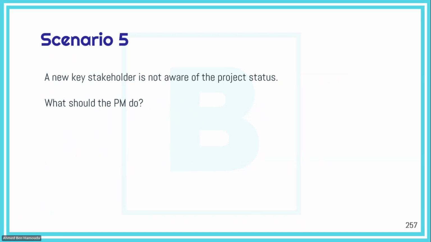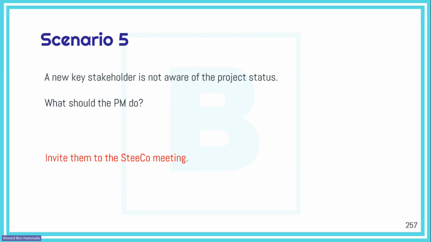Okay, let's have another scenario. A new key stakeholder is not aware of the project status. So now in your project, you have a new stakeholder. They say that they're not aware of what's going on in the project. So what you need to do, of course, is simply invite them to the steering committee meeting or any other status update meeting. But make sure that you invite them to a meeting that will help them receive updates and information on the progress in the project.